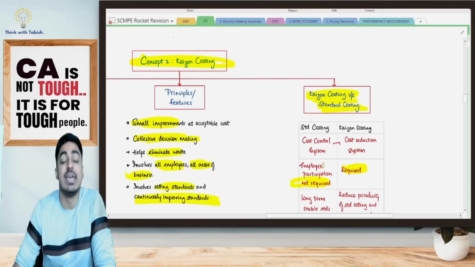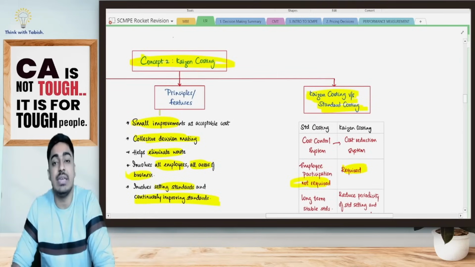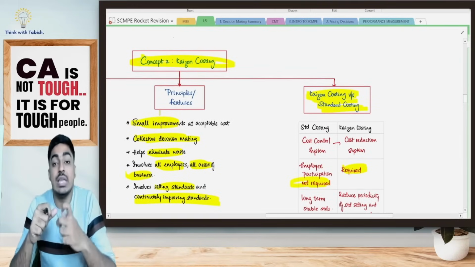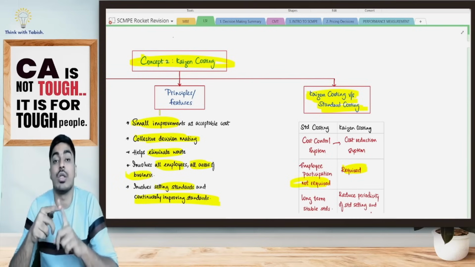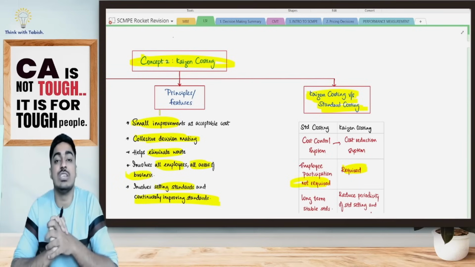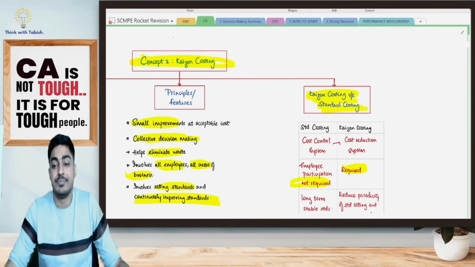Is it clear, everyone? Now, changes, improvements that I'm bringing could be 2 types. Either it could be small incremental changes, that is Kaizen costing, or a one-time big improvement, which is going to be my BPR, business process reengineering. Is it clear, everyone?